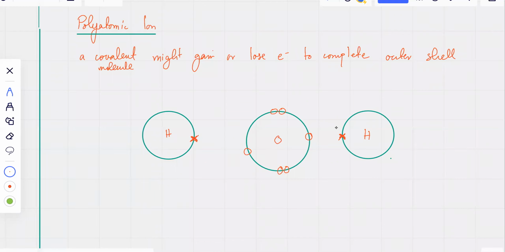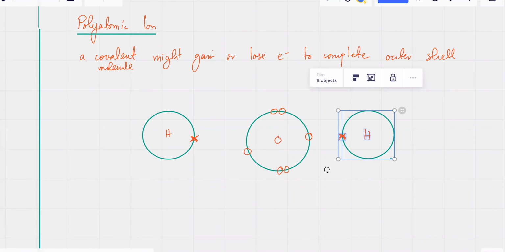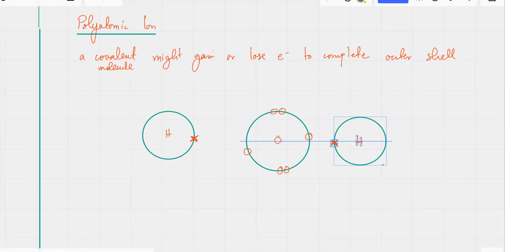Now non-metals don't like to lose electrons, so in this case what's going to happen is कि if I have this hydrogen atom, तो ऑक्सीजन उसके इलेक्ट्रॉन को पुल करेगा और खींच के अपने साथ जोड़ लेगा. So oxygen gets 1 electron. Hydrogen आके ना उसके साथ attach हो जाएगा. That's what a covalent molecule is.